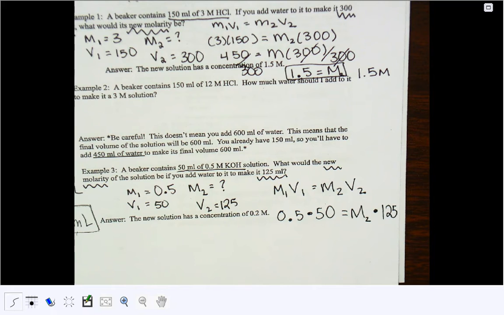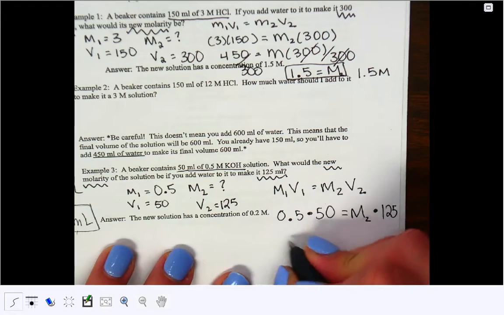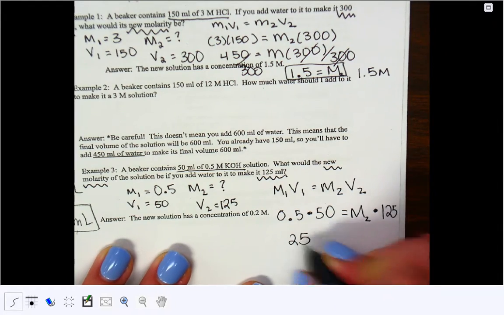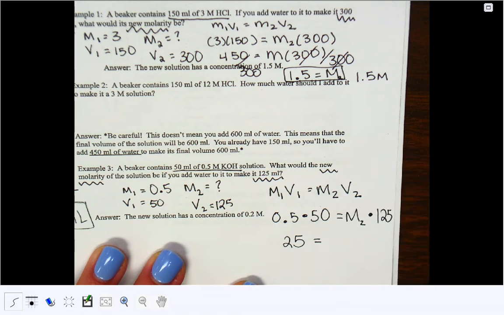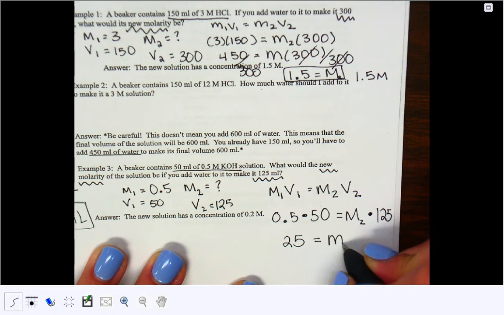Okay, so once again, we're going to take what doesn't have a letter next to it, and we're going to multiply those to simplify that side. So I have 0.5 times 50 to get the answer 25. I'm going to set that equal to M2 times 125.